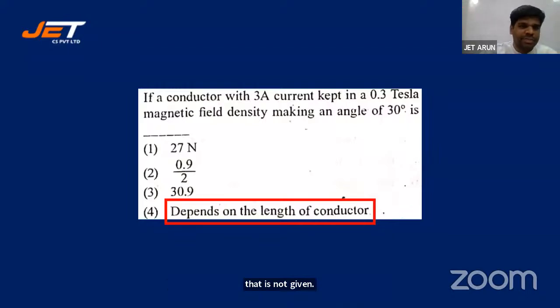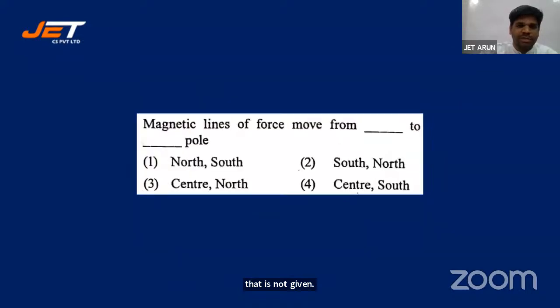All right, let's go for the next one. Magnetic lines of force move from dash pole to dash pole: north to south, south to north, center to north, center to south. Specifically they are asking for a bar magnet. North to south, that's right, but that is outside the bar magnet. Inside the bar magnet, they are south to north. All right, be careful. Yes, option 1 is absolutely right. Inside south to north, outside north to south.